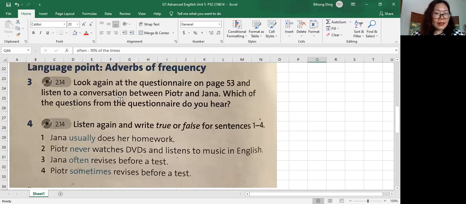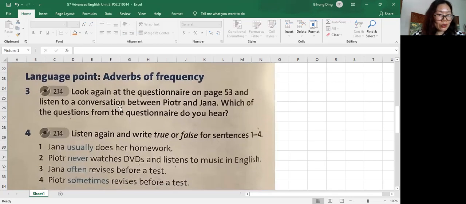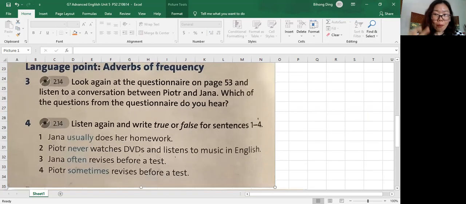All right, and listen to a conversation between Piotr and Jana. Piotr is a boy, Jana is a girl, okay? They have a short dialogue. So we should finish exercise 4. It's listen and write true or false for sentences 1 to 4. Okay, so let's begin. I may pause so you can write down the answer and decide whether it's true or false. Okay, let's begin.